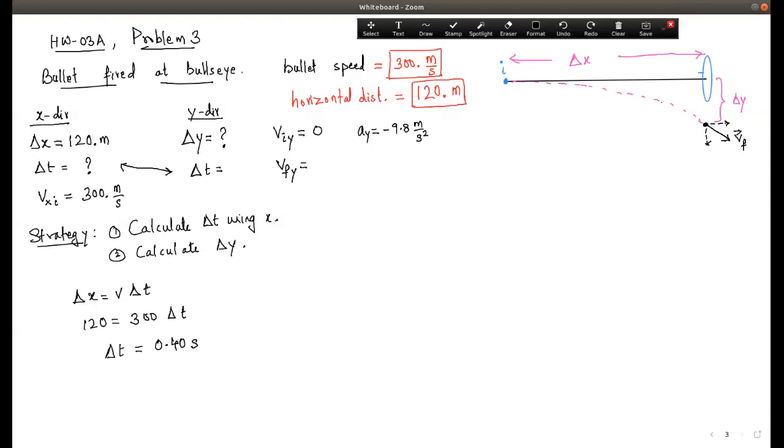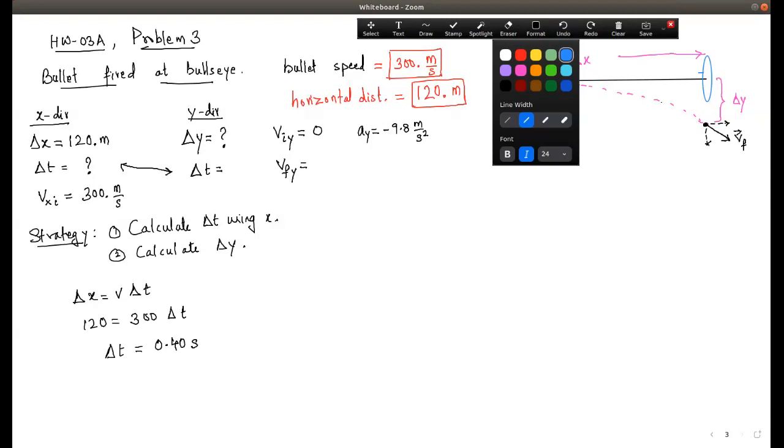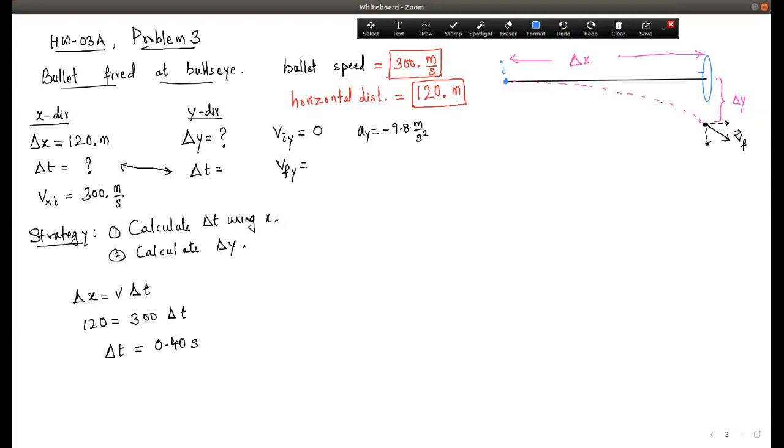So once delta t is given to us, let me highlight that in blue here. Now we know this 0.40 seconds for delta t, that's known, and that gives us the information here. That's calculated. And now we have three pieces of information in the y direction. What is missing is v final y, so that's the missing variable. And that allows us to find delta y.